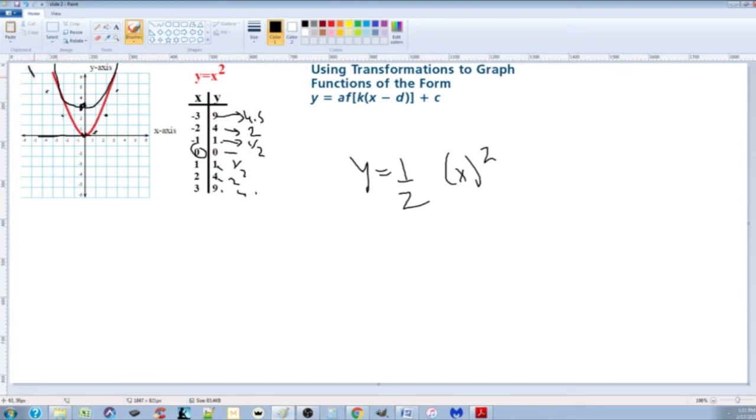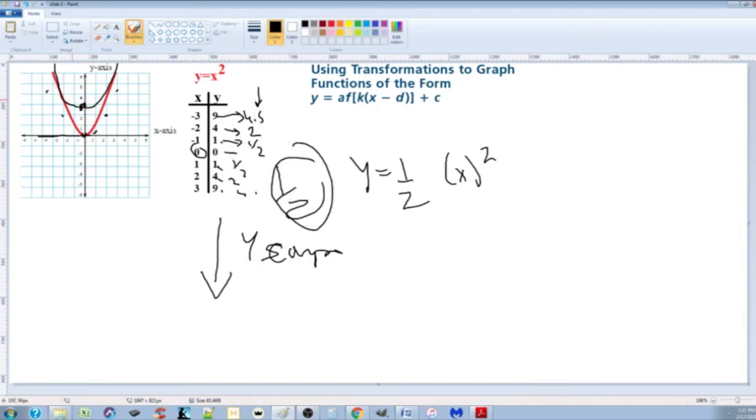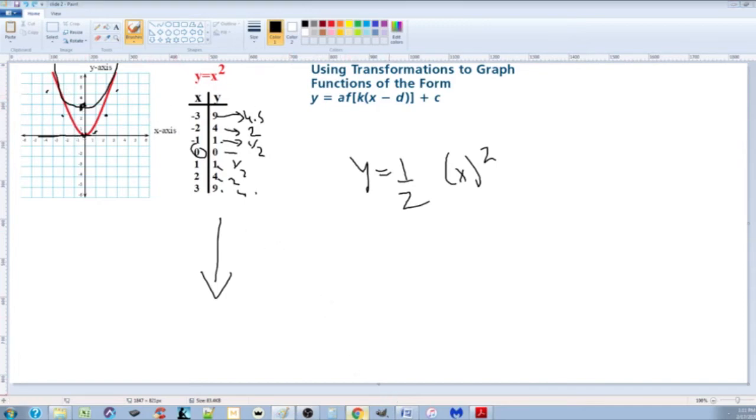And in this case, my parabola got fatter. So in the y values, it got squished or compressed. By squishing all my y values down by a factor of a half, I compressed the entire parabola and I made it fatter. Let's go to Desmos and see if that's true.